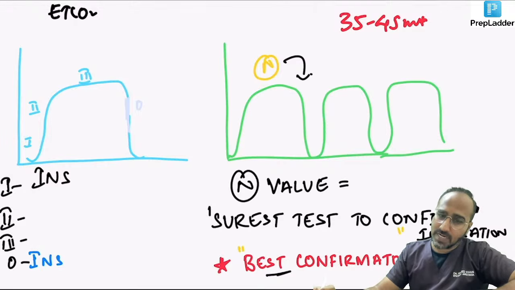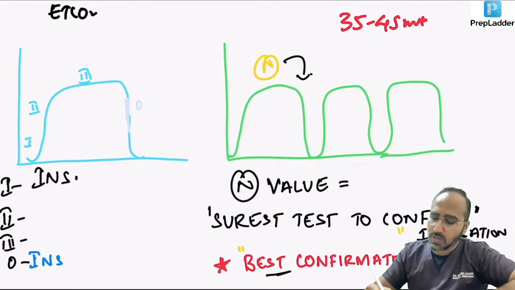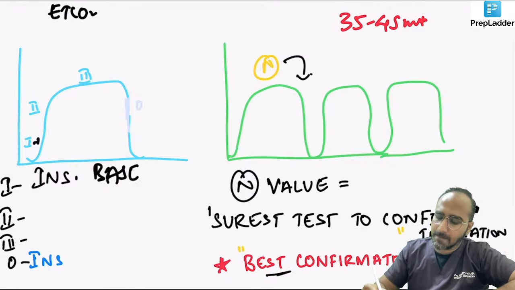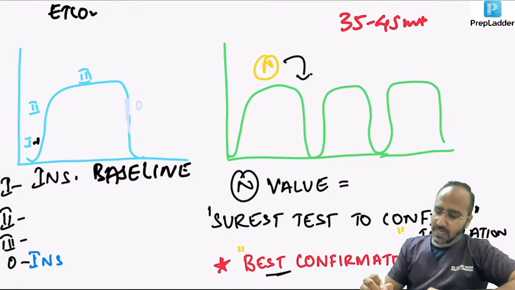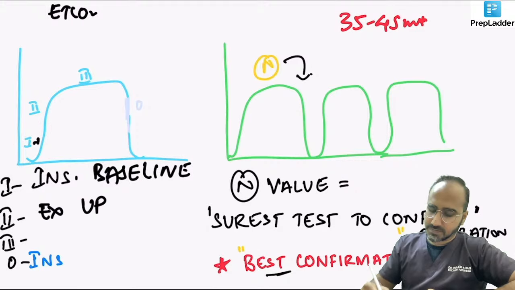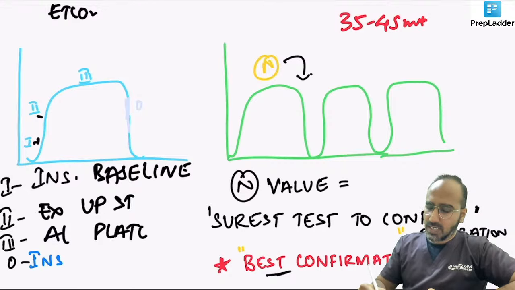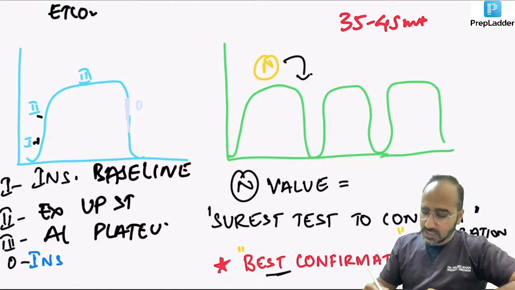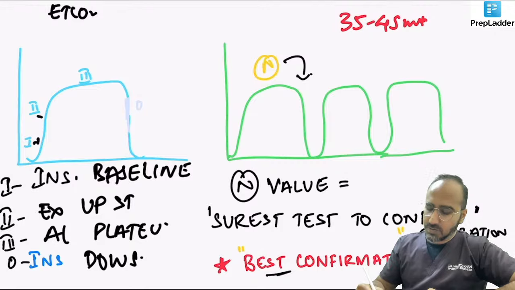There are 4 phases of EtCO2, guys. 1, 2, 3 and 4. What is the first phase of EtCO2? First phase of EtCO2 is called inspiratory baseline. The second phase of EtCO2 is called expiratory upstroke. The third phase is called alveolar plateau. And fourth phase is called inspiratory downstroke.